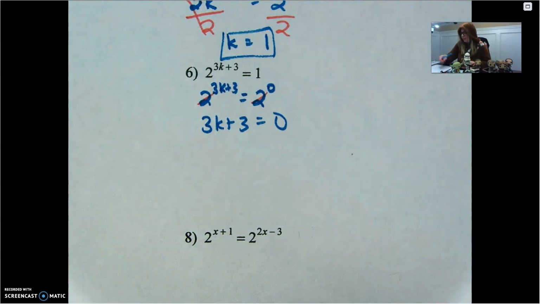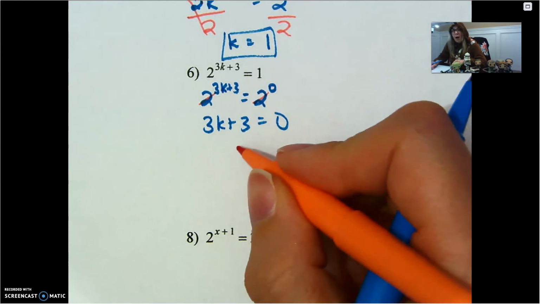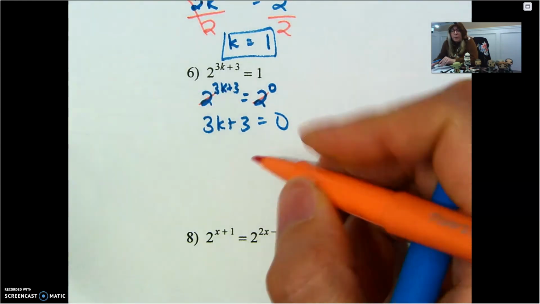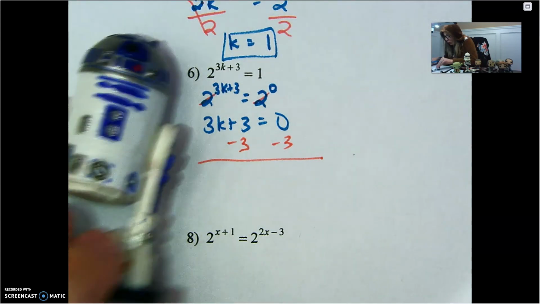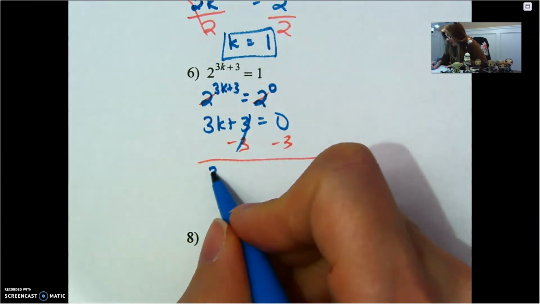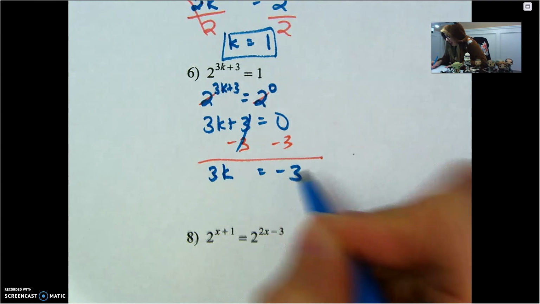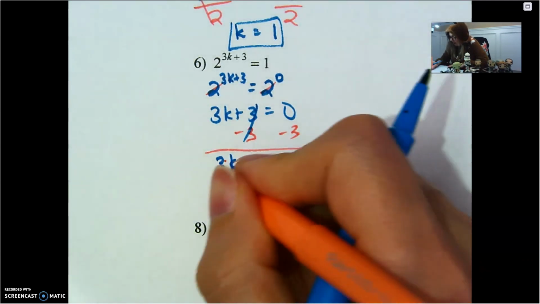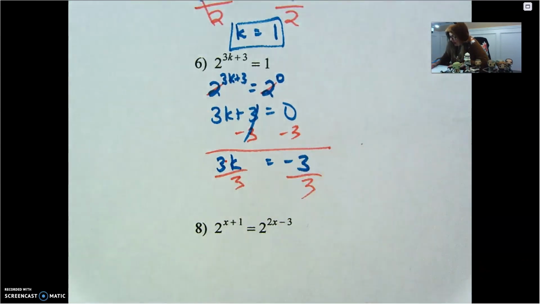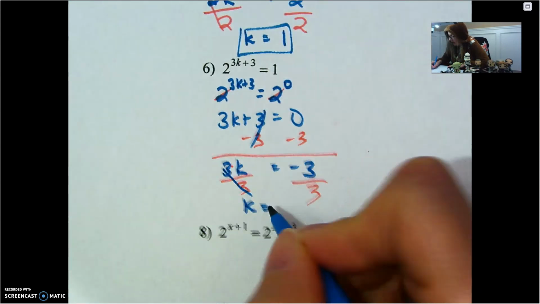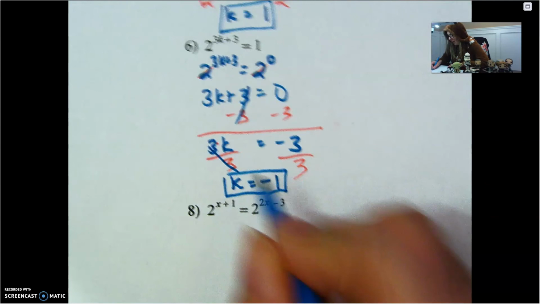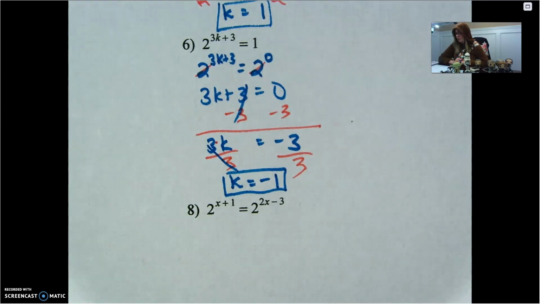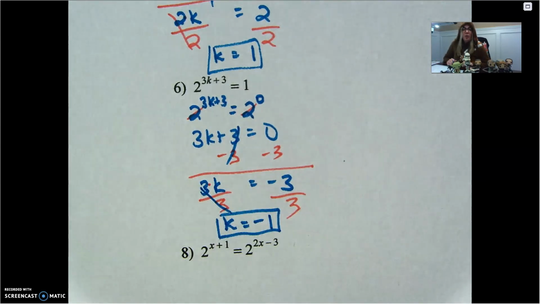All right, so how do we move positive 3? That's right, minus 3. And what you do to one side, you do to the other. So you get 3k equals negative 3. Then the opposite of multiplying by 3 is dividing. So negative 3 divided by positive 3 is negative 1. That, my friends, is the intersection of these two equations.